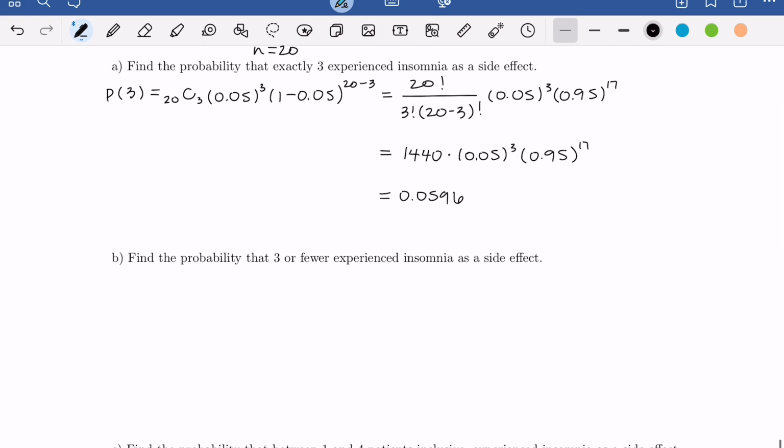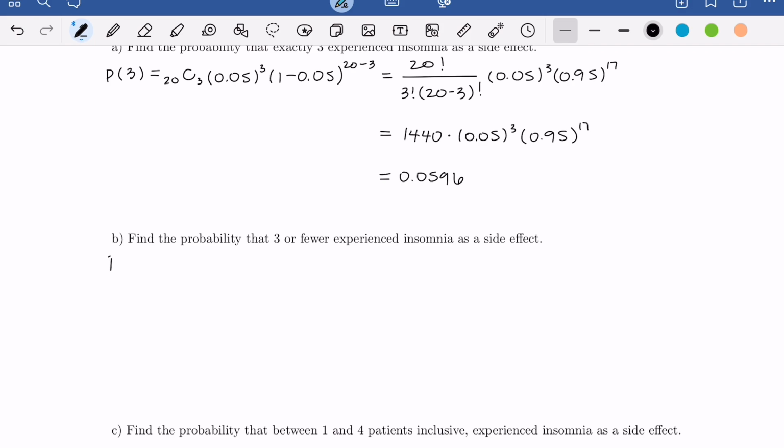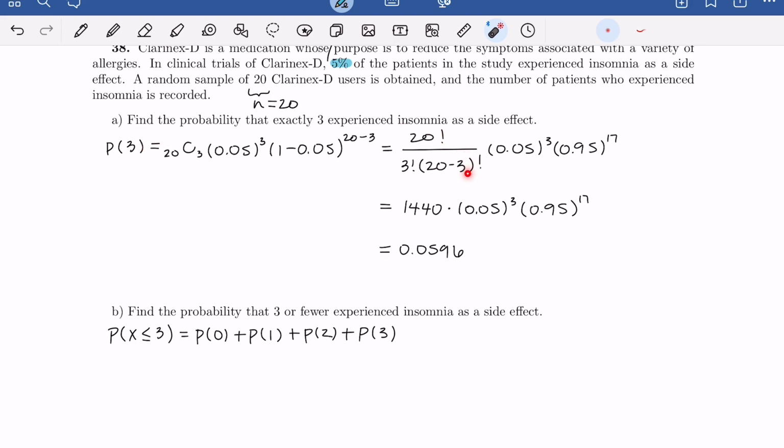Now for part B, in this case, we want to find the probability that three or fewer experience insomnia as a side effect. So we want to find the probability that x is less than or equal to 3 in this case. Now, in order to do that, we're going to use the facts that we're looking at the probability of 0 plus the probability of 1 plus the probability of 2 plus the probability of 3 people experiencing insomnia as a side effect. So in order to do so, we're going to have to use this formula that we saw in part A here for all of these probabilities.